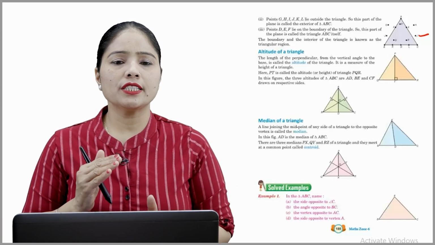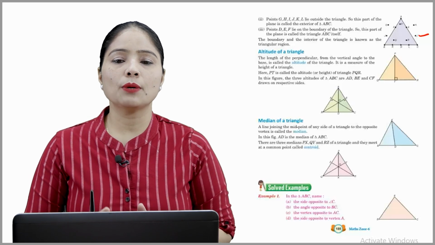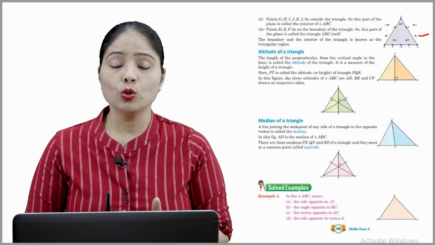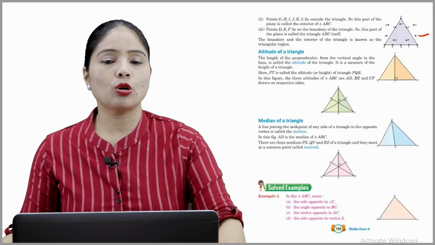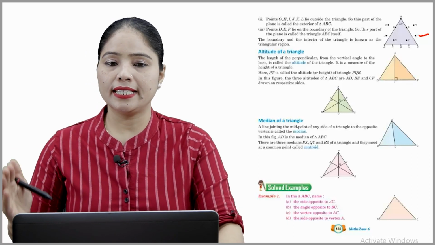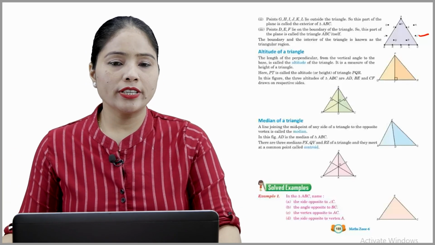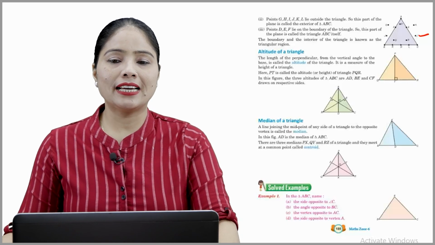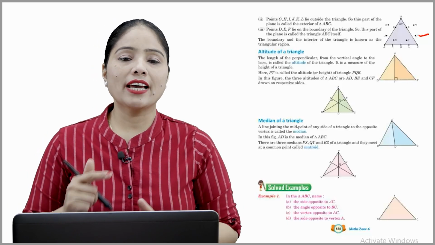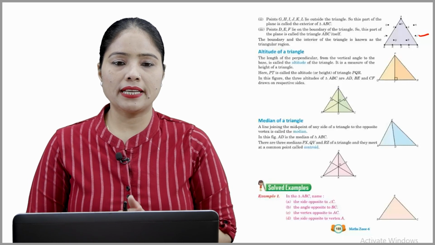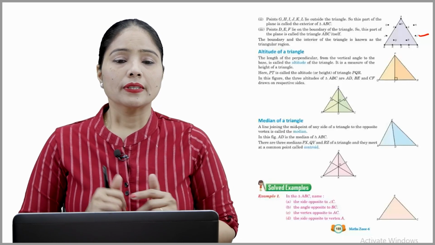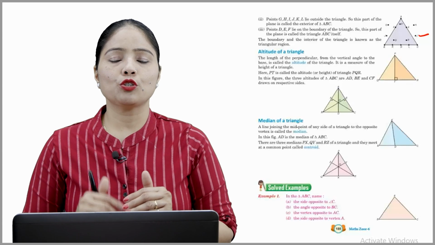Third part है point D, E, F lie on the boundary of the triangle. So, the part of the plane is called the triangle ABC itself. The boundary and the interior of a triangle is known as the triangular region. Okay beta, I hope you understood well. Now move on altitude of a triangle.